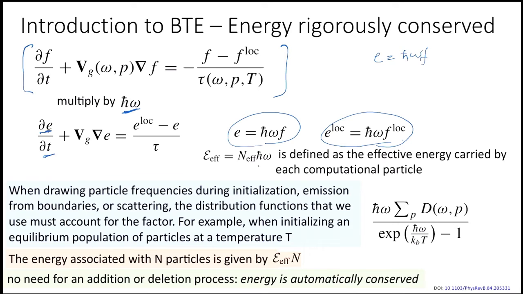So del E by del T. f would become just multiplied by h bar omega. Vg times gradient of E, and then the E log minus sign we have absorbed here, so that f log becomes E log, f becomes E, and this tau remains tau as it is.